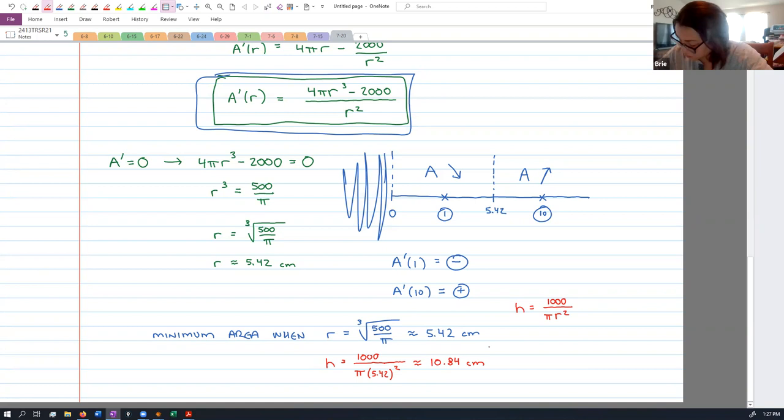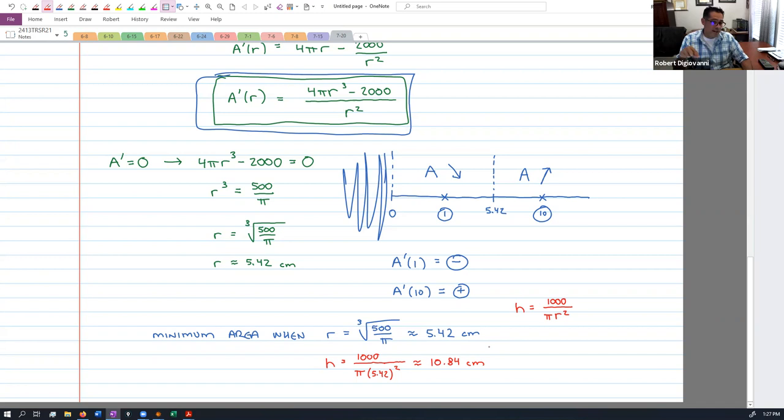Does anybody see something interesting here? Yeah, the height is double the radius. And when you say double the radius, that's equivalent to the what? The diameter, right? The diameter. So what this is actually telling us is this.